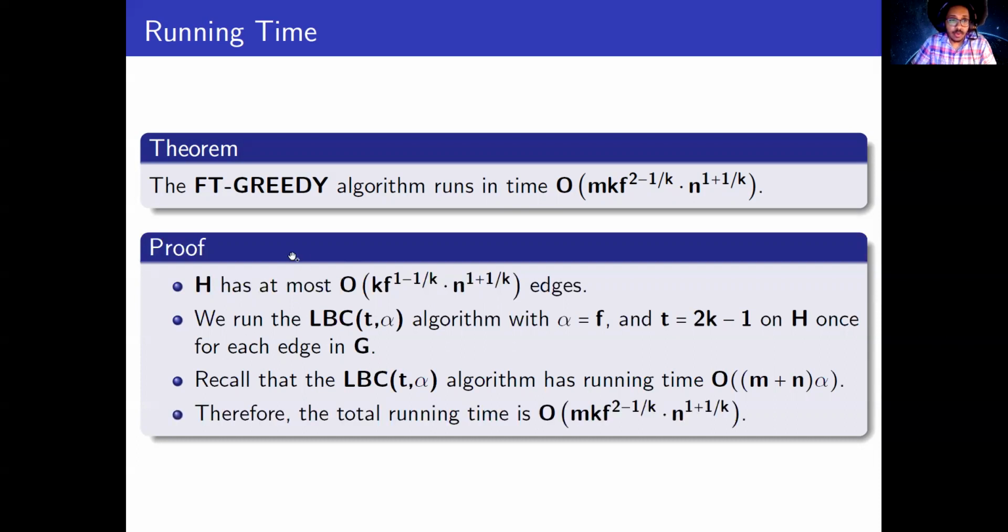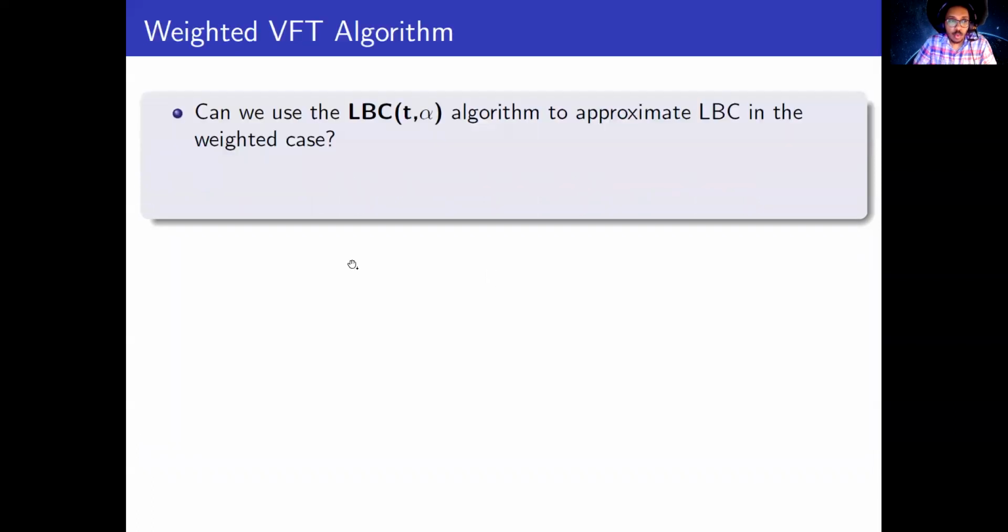This is great. We now have a polynomial time algorithm for constructing unweighted vertex fault-tolerant spanners with near optimal size. But what can we say about the weighted case? Well, the first thing to consider is whether or not we can blindly apply our solution for the unweighted case to the weighted case. Unfortunately, our LBC approximation algorithm does not work for the weighted case. In fact, it is an open problem to come up with an efficient approximation algorithm for LBC in the weighted case.